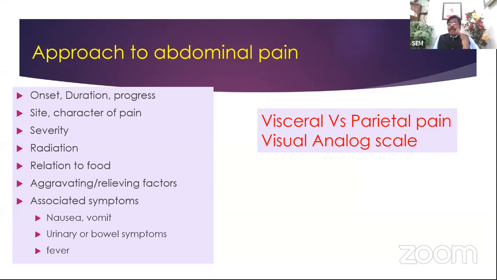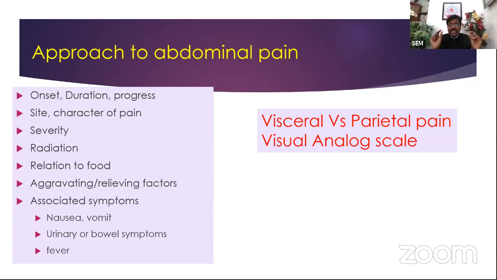So parietal pain is more localized at the site of inflammation, whereas visceral pain is more ill-defined and follows the dermatome supplied. In other words, it will usually be periumbilical as far as appendicitis is concerned. And coming to the severity, can you measure the pain? Is pain measurable? We can say very severe, moderately severe and mild pain. It is okay, but it is not good enough.